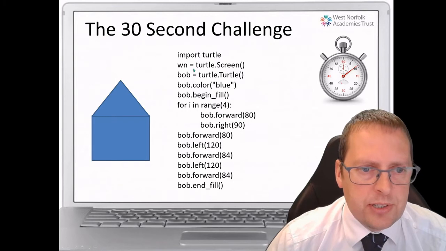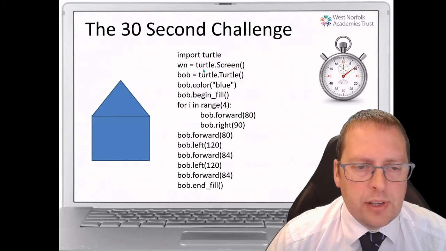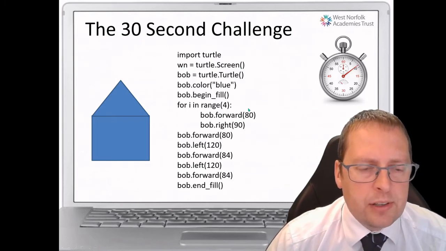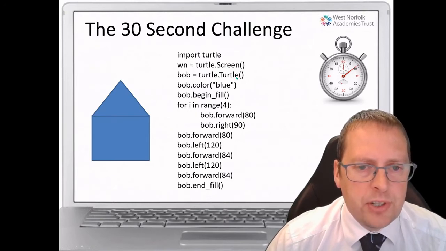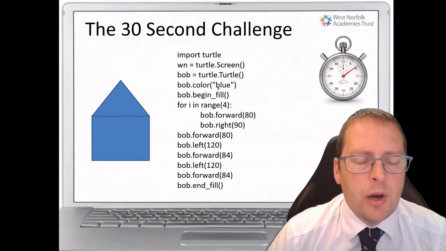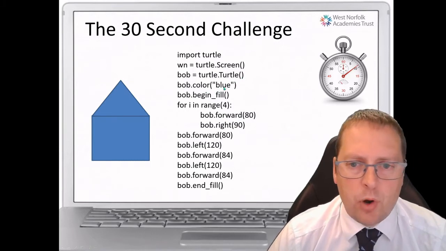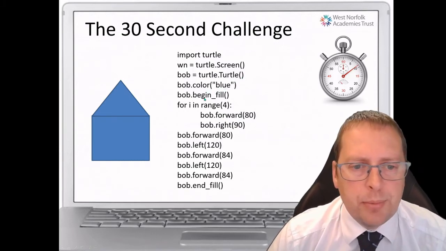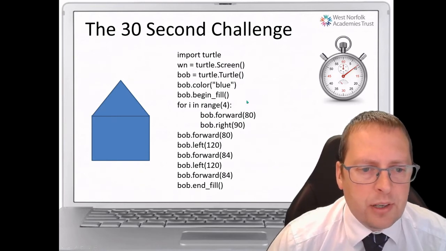You're importing turtle, wn, so wn equals turtle.Screen, open brackets, close brackets. We're calling our turtle Bob, so Bob equals turtle.Turtle, open brackets, close brackets. Bob.color, and then we've got blue here. Bob.begin_fill, open brackets, close brackets. And then we've got some iteration. We did this last week: for i in range 4, colon.